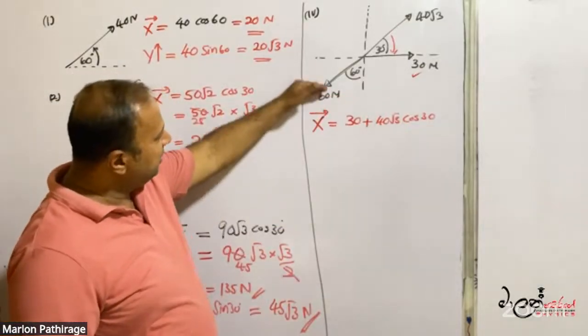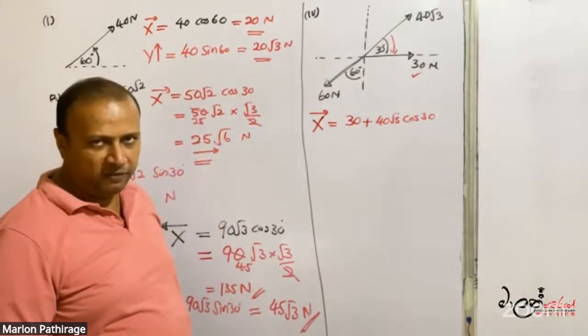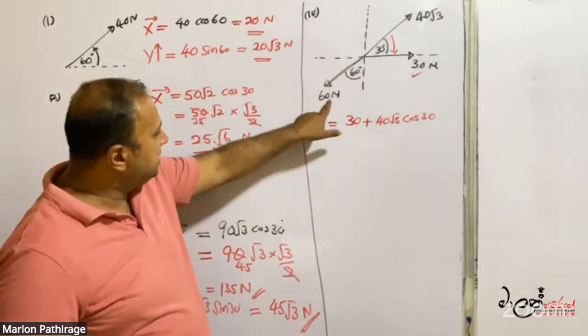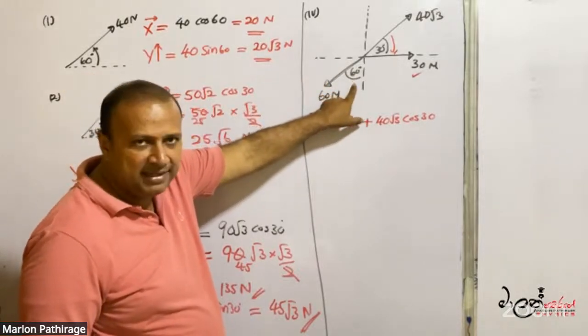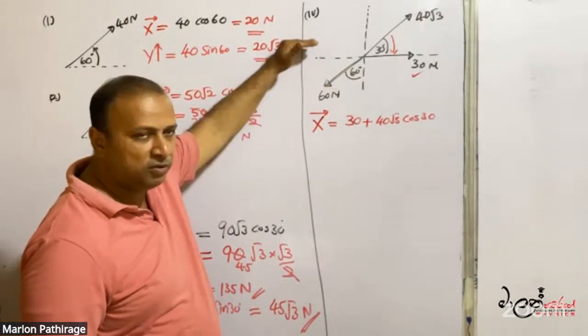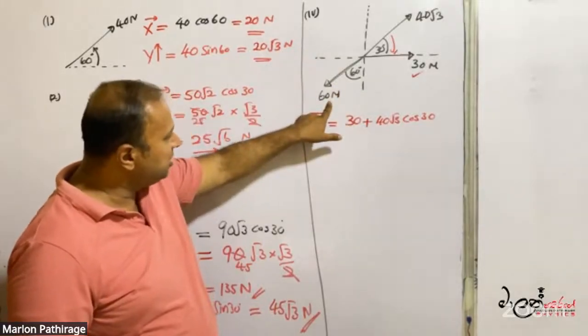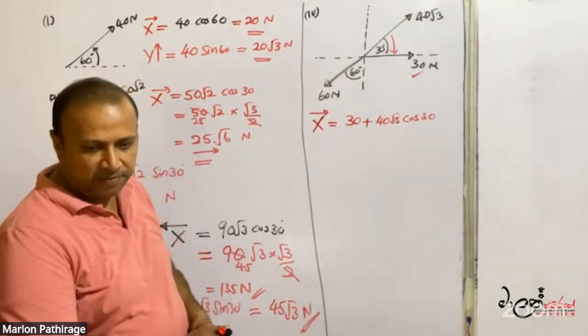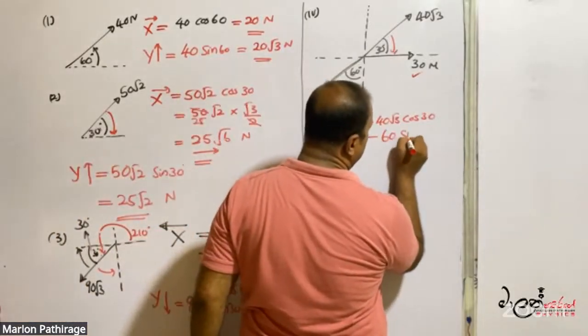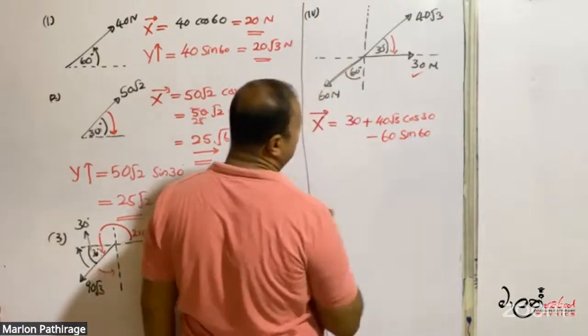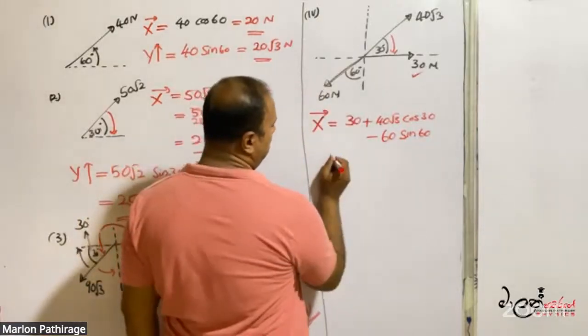Then this one is in the other direction, therefore it will be negative. 60 sin 60, because the angle is there, you have to resolve this one into the other direction. Therefore negative 60 sin 60.